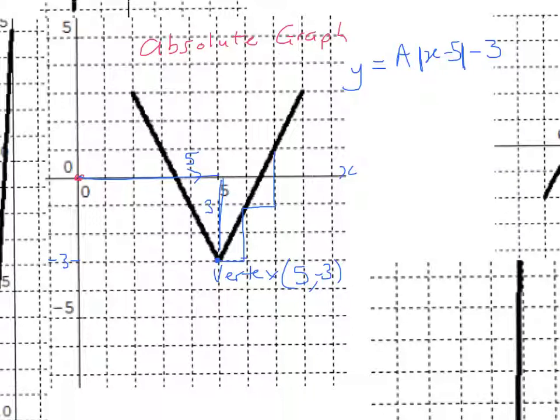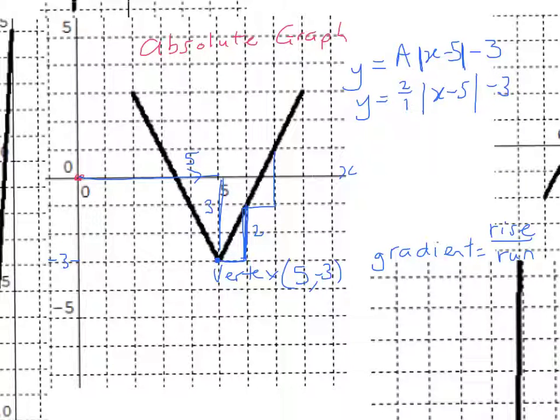My gradient value is now my rise over my run. You remember doing that last year for a straight line graph. Your rise over your run, my rise going up 2 here, and my run is just 1. So my rise over my run, so we can look at gradient equals rise over the run from graphs last year. My gradient is 2 over 1 now. I've got an absolute x minus 5, take away 3.